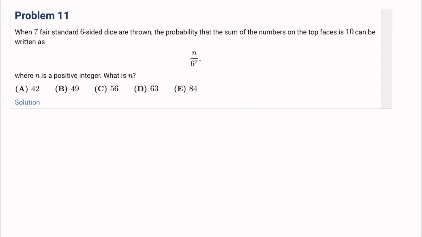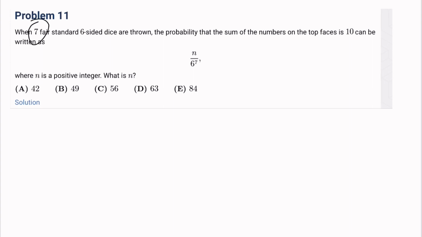Number 11. When 7 fair standard 6-sided dice are thrown, the probability that the sum of the numbers on the top faces is 10 can be written as n over 6 to the 7th power, where n is a positive integer. What is n?